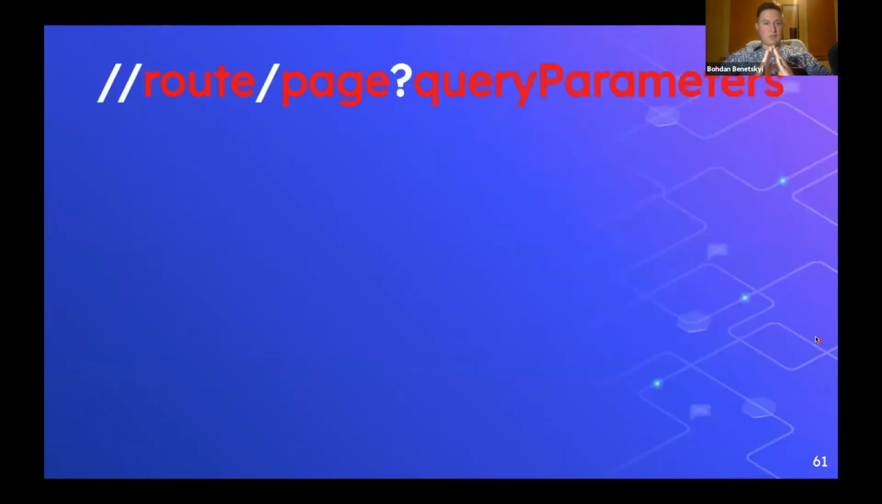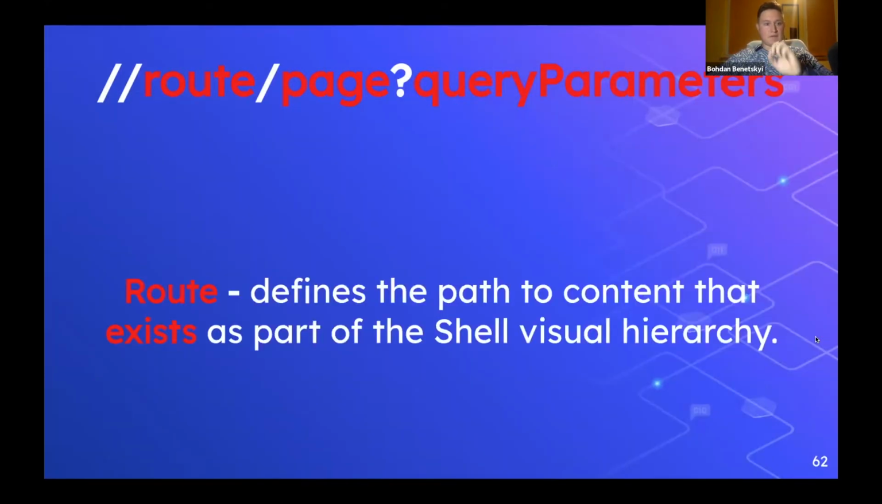It's how navigation looks. As I said at the start of my presentation, Shell has URI-based navigation, and it wasn't a joke. It's like Prism, as far as I remember, just URLs for navigating inside your app. It has three parts of the navigation routing. First of all, it's a route. It defines a path to content that exists, which is important, as a part of the Shell visual hierarchy. That means it should be defined in your Shell file.